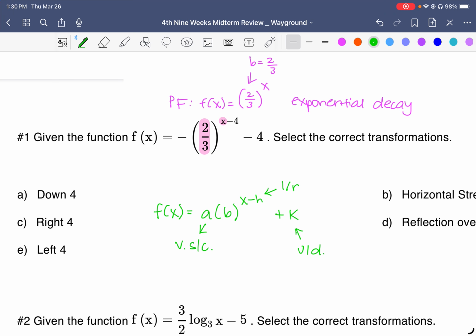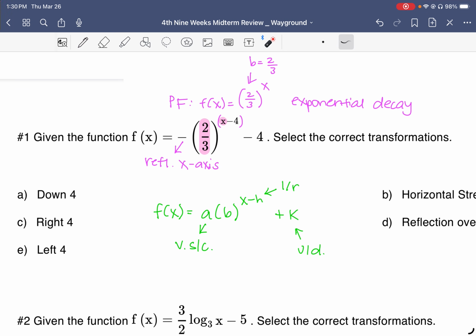Okay, so here I see that we have a negative, so this will be a reflection. And because it's outside of the x, so remember, inside the house would be anything with x. So inside the house for us, for exponentials, would be considered whatever is in the exponent. But because it is outside of the house, this would be a reflection over the x-axis.